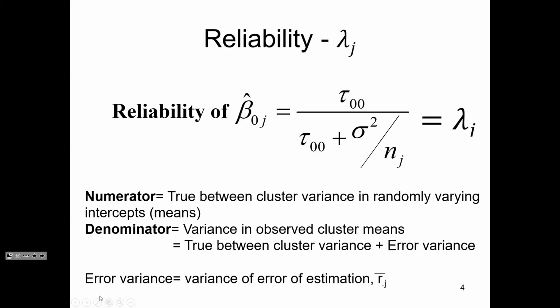Smaller sample size, right? Because we're using the same sigma squared and tau naught naught. So the only possibility for why a cluster is having a way smaller reliability is because they have a really small cluster size, right?